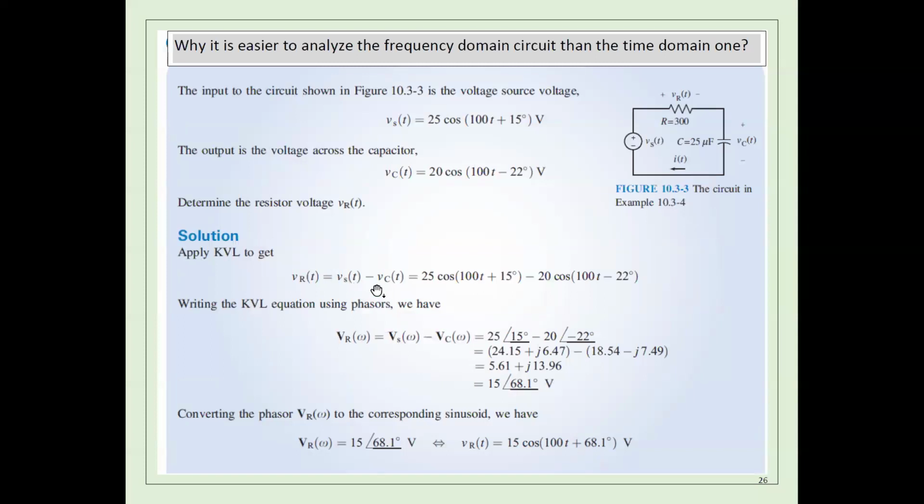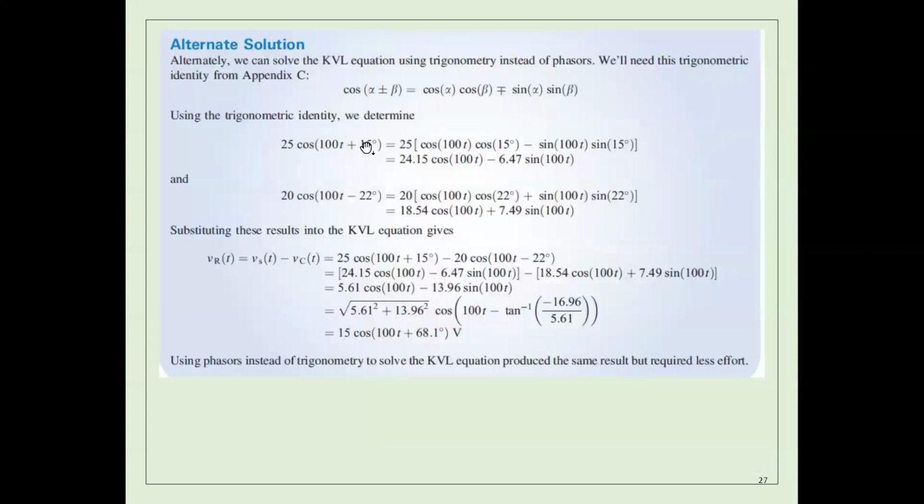Very simple. If you subtract voltage from voltage in the time domain, it will be difficult. Why? Because they have different theta. They are not the same theta. If they are the same theta, it would be easy. You just subtract the amplitude. But because it's a different theta, you have to do a lot of algebra manipulation, for example, using cosine alpha plus beta equals cosine alpha cosine beta minus sine alpha sine beta.